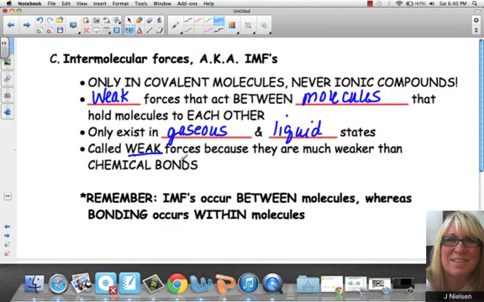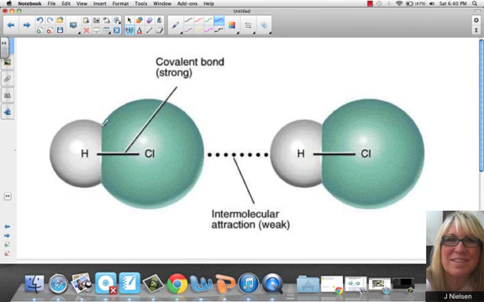They're called weak forces because they're much weaker than chemical bonds. Chemical bonds are the bonds that hold atoms together within the molecule. Remember, we refer to intermolecular forces as IMFs. Remember, IMFs occur between molecules, whereas bonding occurs within molecules. And this is really important. Students have a hard time understanding the difference between the two. I'm going to explain here.